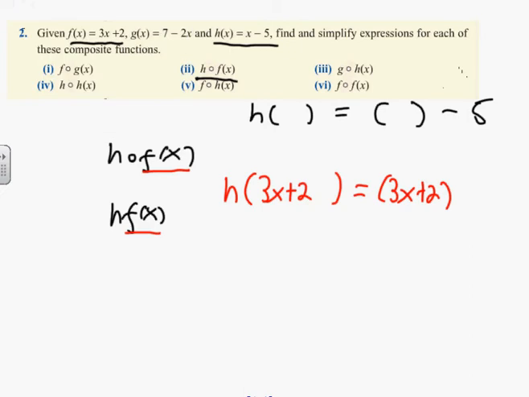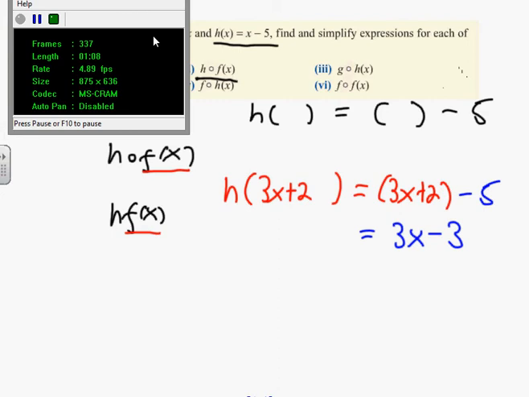Okay. So 3x plus 2 minus 5, okay? So 2 minus 5, anybody? 3x minus 3. Right, that's how you do one of these. I'll show you a more difficult version now.